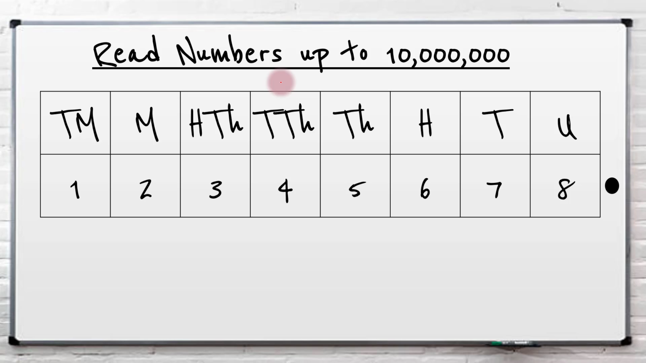In this video, we're going to read numbers up to 10 million. Let's get stuck in. So the first thing we have to be able to do is identify what all these numbers are worth up to 10 million.